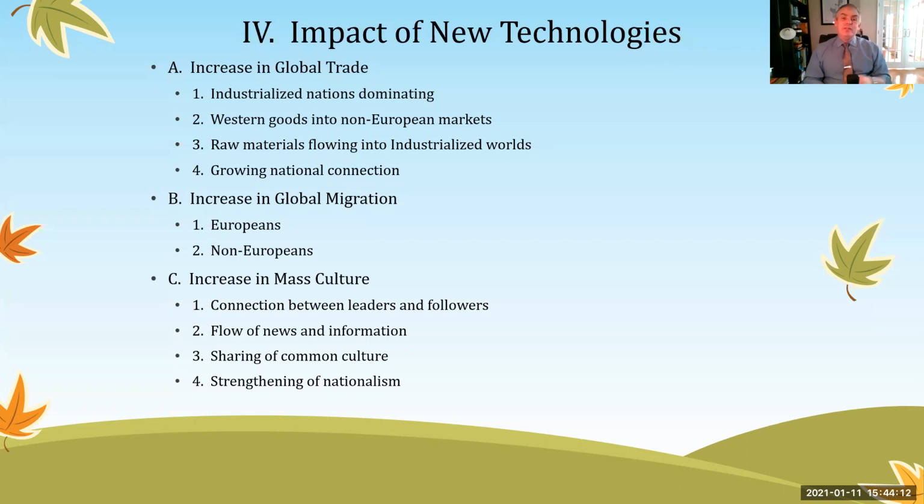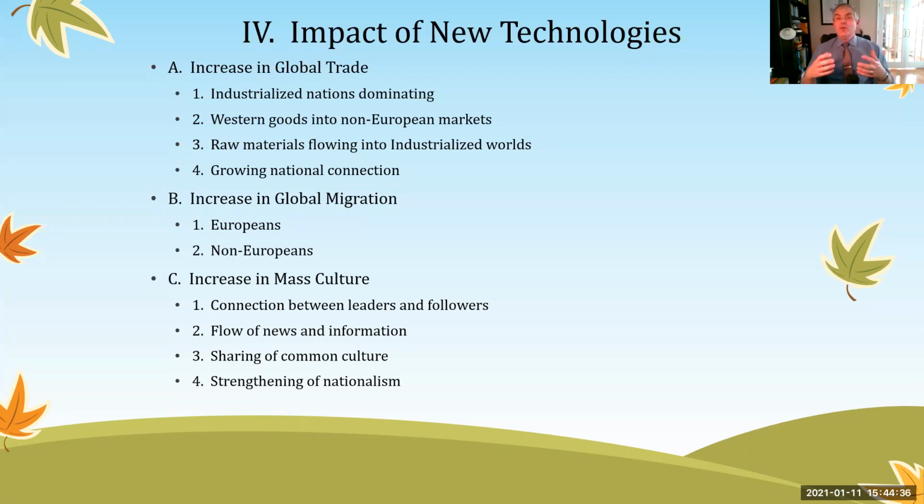Second, we have an increase in global migration. Europeans are going to leave Europe. Think about the Polish peasant. If the Polish peasant can now get on a train and make it to the coast and get on a steamship and make their way to the United States, that's quite the development. And they can do it in less time than anybody ever could in history.